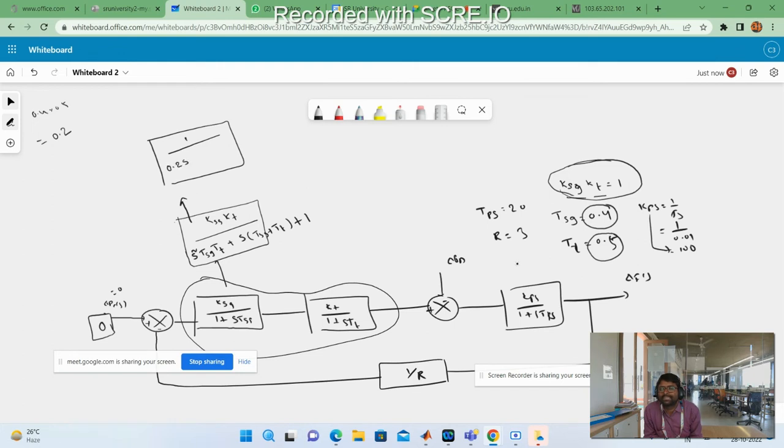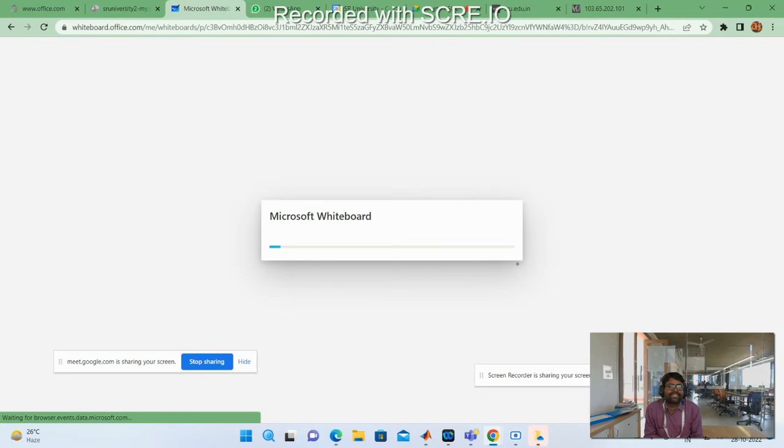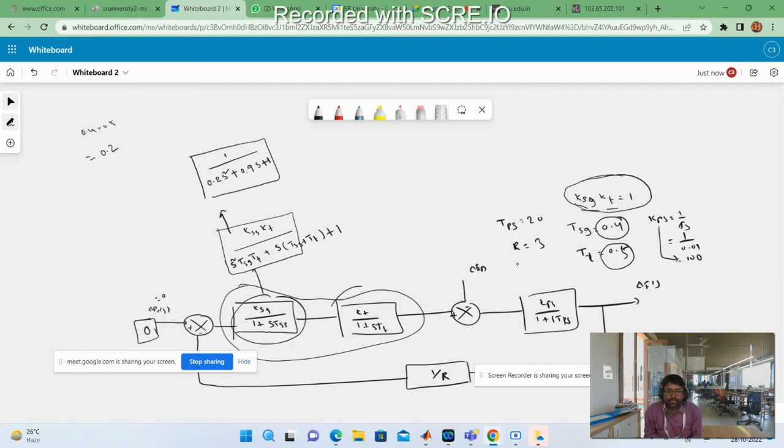So 0.2 into s square. S square coefficient is 0.2. Plus what about the s coefficient? TSG plus TT. What is the value of TSG plus TT? 0.9. So 0.9 into s plus what about the next one? That's it. So this is the block. This is a combined block for both speed governor and also turbine.